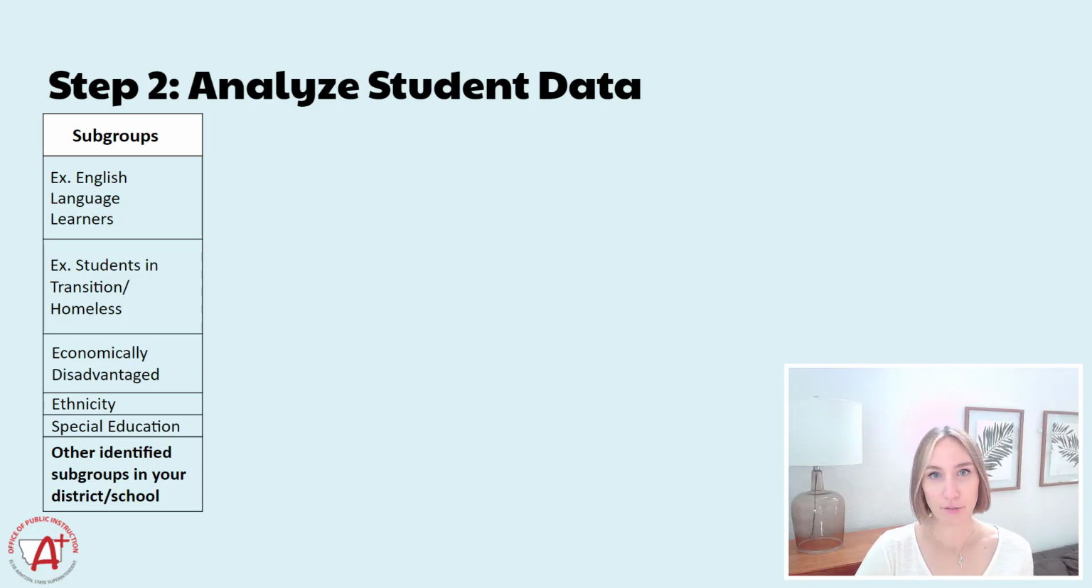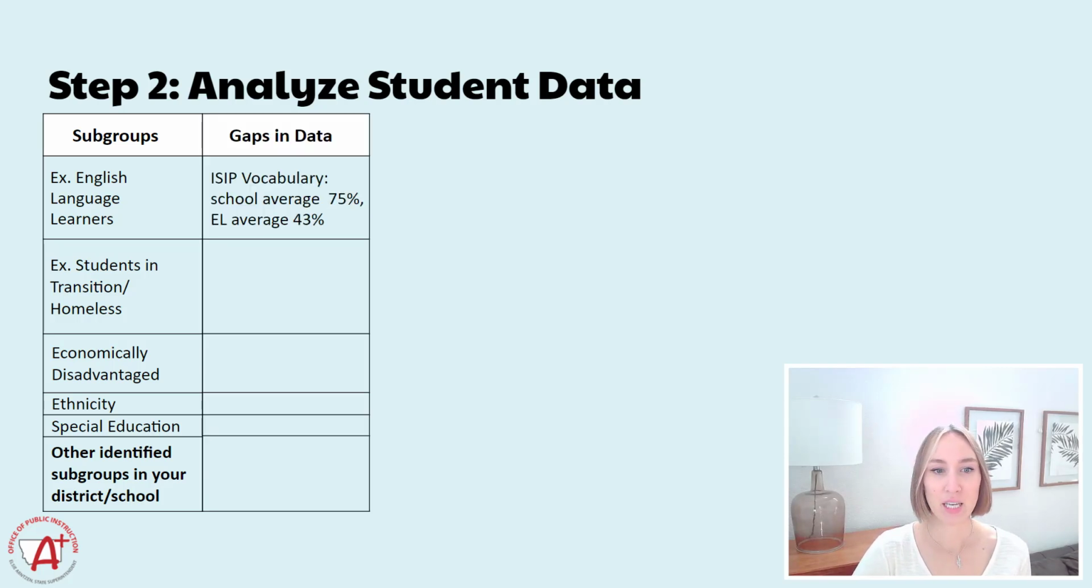At the left, this first column that you see is subgroups. Here are 2 listed examples at the top, including ELL, which is one of the 4 subgroups within ESSA. The others, economically disadvantaged, ethnicity, and special education, are listed below. A 5th example, students in transition or homeless, is also provided in this second row.